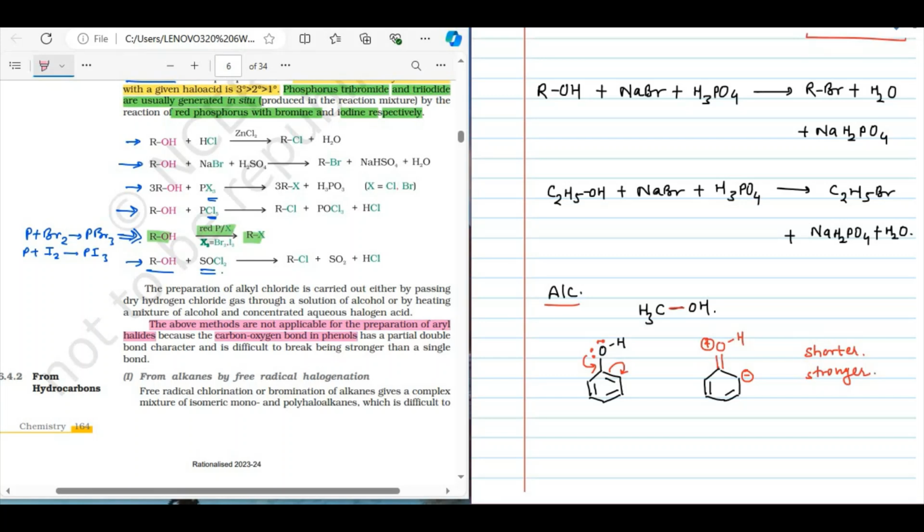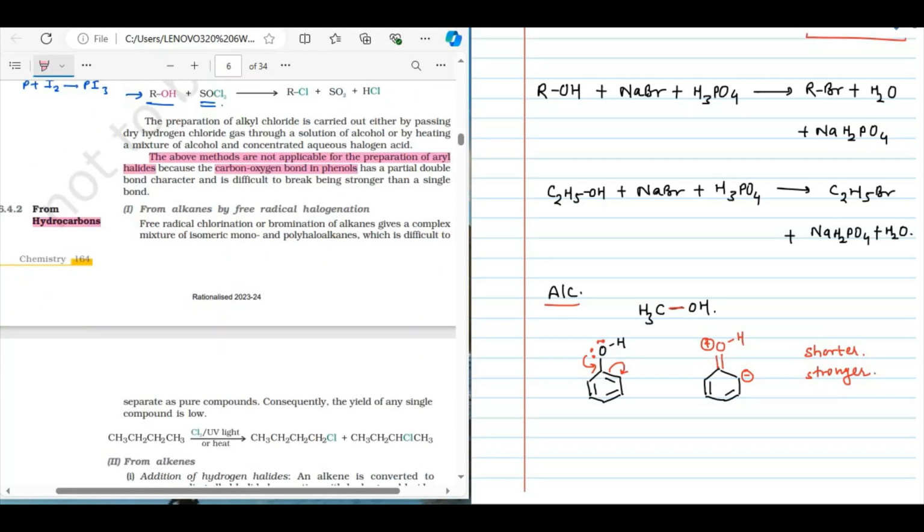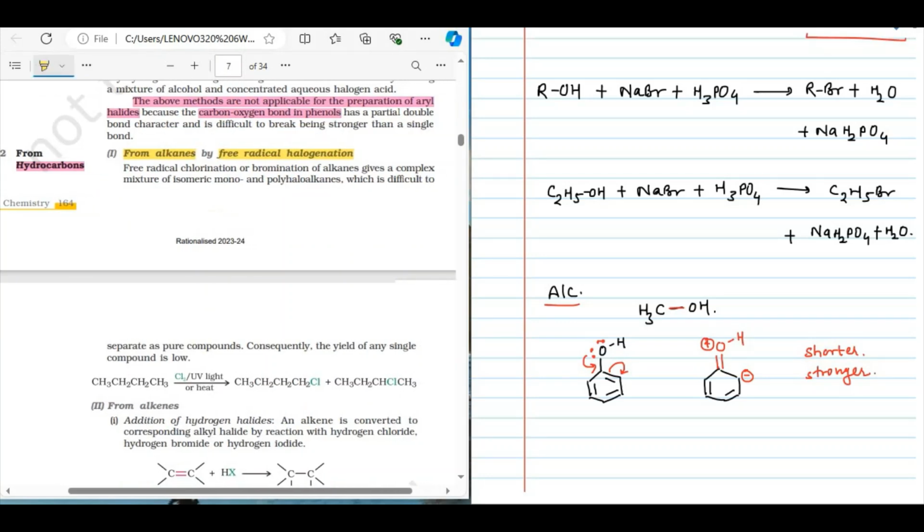Now come to the reaction of preparation of haloalkane from hydrocarbons. So let's read from the book. From alkanes by free radical halogenation, which you have learned in 11th standard. Free radical chlorination or bromination of alkane gives a complex mixture of isomeric mono or polyhaloalkanes, which is difficult to separate as a pure compound. Consequently, the yield of any single compound is low.